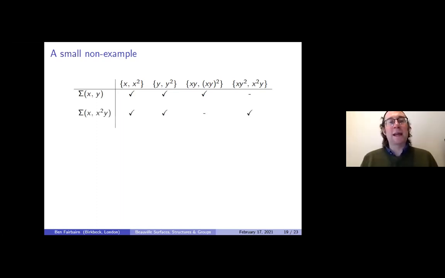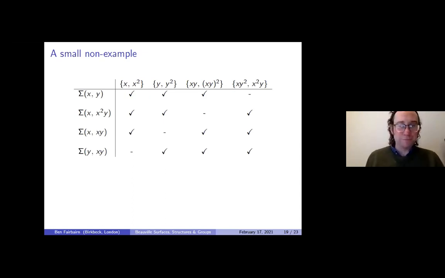If I instead look at X and that sort of mixed product, X squared times Y, well, obviously I've got X and its square, I've got X squared Y and its square. The product of these two is Y, so I've got Y and its square, which means I've got elements from the first, second, and fourth cyclic groups. Similarly for the next pair, I've got elements from the first, third, and fourth cyclic subgroups. But finally, if I think about the sigma set corresponding to Y and X Y, then I've got elements from the second, third, and fourth cyclic subgroups, but not the first one.